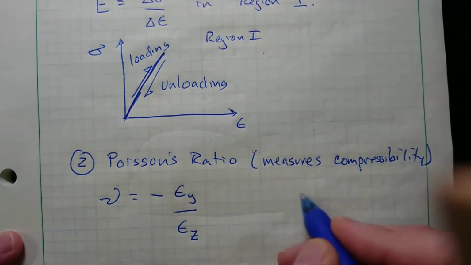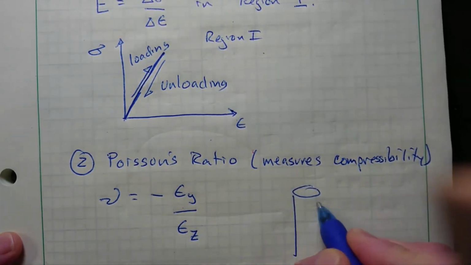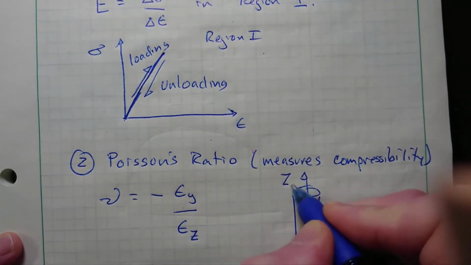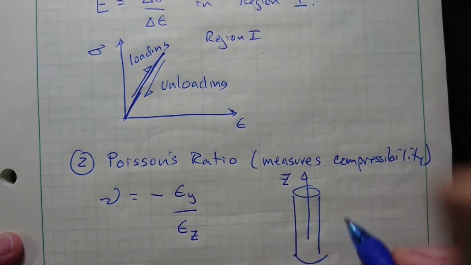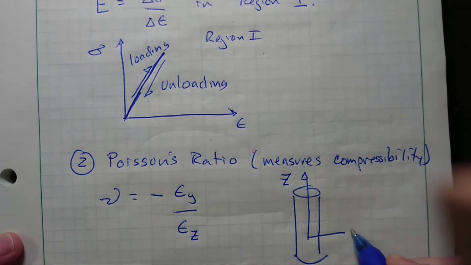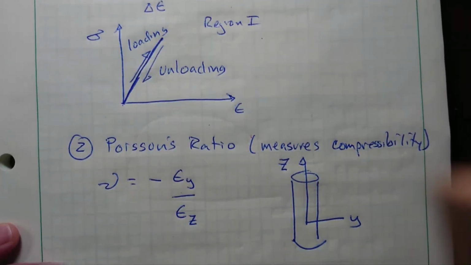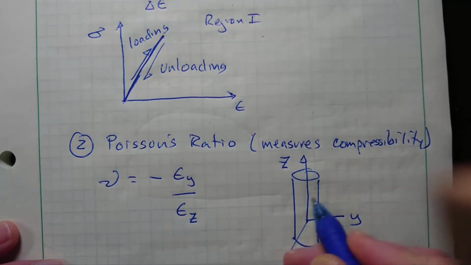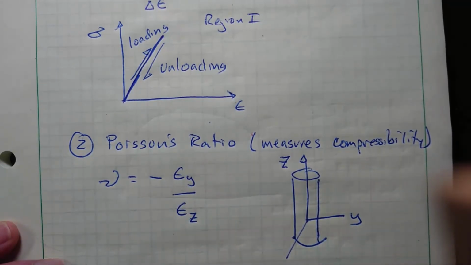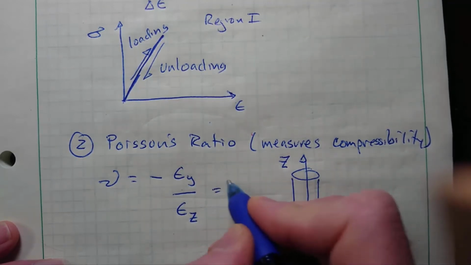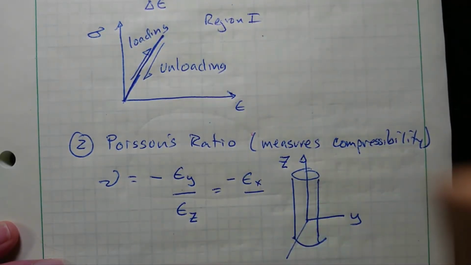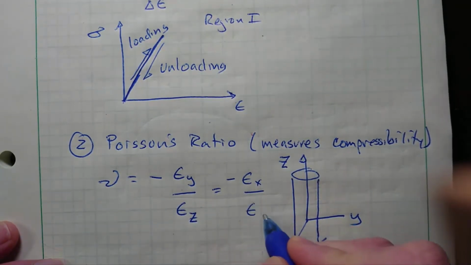And so what I'm talking about here is a sample whose coordinate axes are oriented such that the z direction is up and the y direction is to the right. If this is an isotropic material, then the thinning in the x direction is the same as in the y direction.